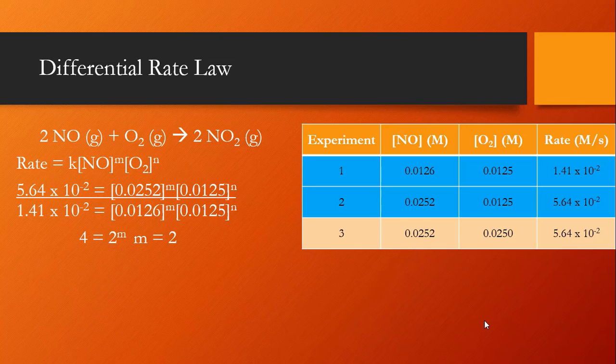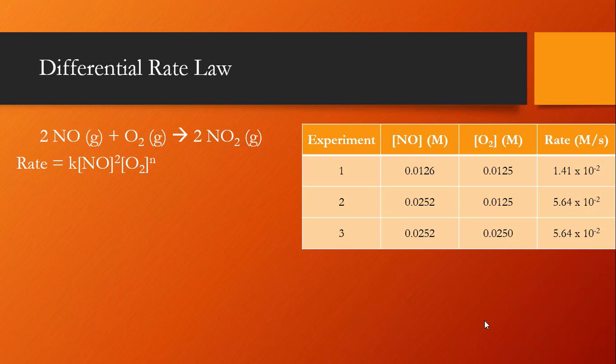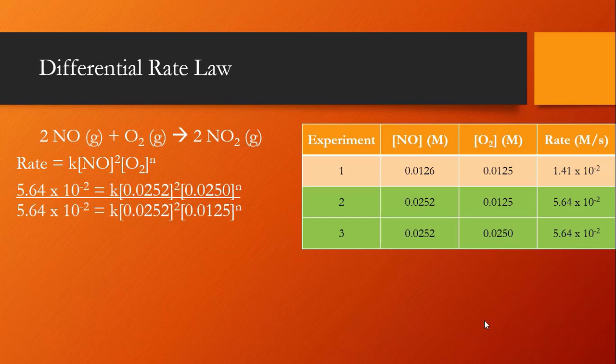So once again, m must equal 2, and we can put that up there. So now we deal with the oxygen. We're going to pick the bottom 2. We set it up, and in this case, we see that it doesn't really matter which one goes on top because they're the same. We set it up. The k's cancel. The 0.0252 squareds cancel.